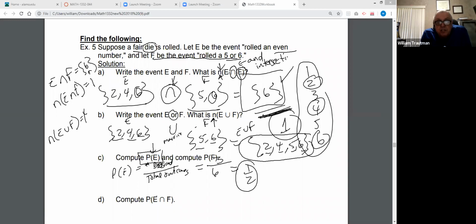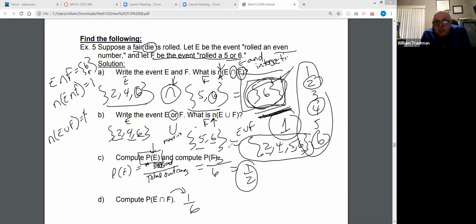Didn't we do E intersect F right here? What's the probability of just getting that? Well, there's only one answer out of 6. So this is the outcome, this is the total. The desired outcome is 1. You see, this is the first one from A. This was the answer, E intersect F.